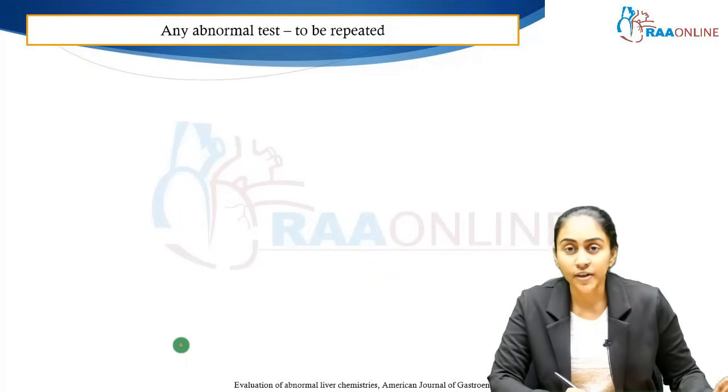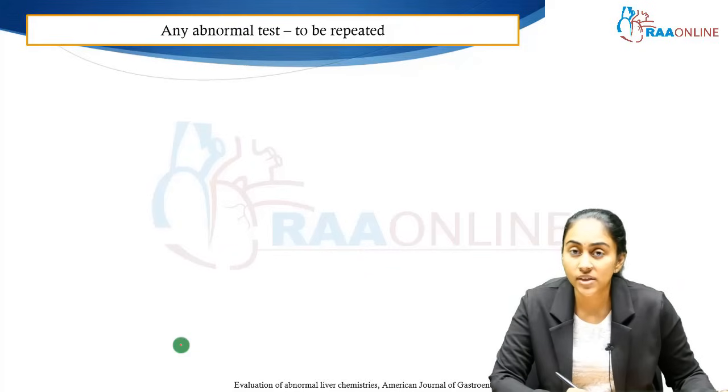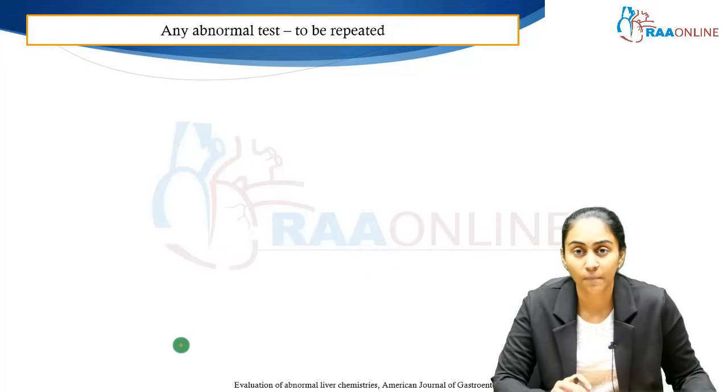Now, the first thing that we need to do whenever we find an abnormality in the liver function test is to simply repeat the abnormal test. The outlier needs to be repeated.